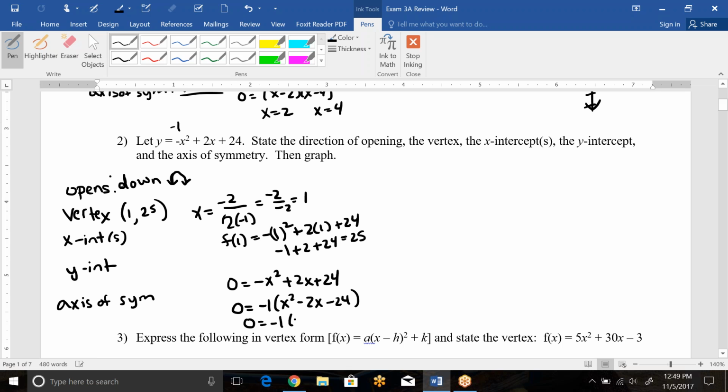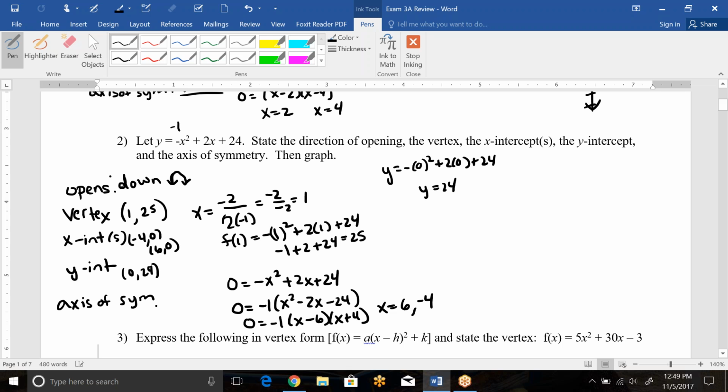So this would be x minus 6 and x plus 4, different signs. So my x-intercepts are positive 6 and negative 4. So negative 4 comma 0 and 6 comma 0. My y-intercept I get by plugging in 0 for all the x's, which is just going to be 24. So 0, 24. And my axis of symmetry, remember, is my vertex x, so x equals 1.